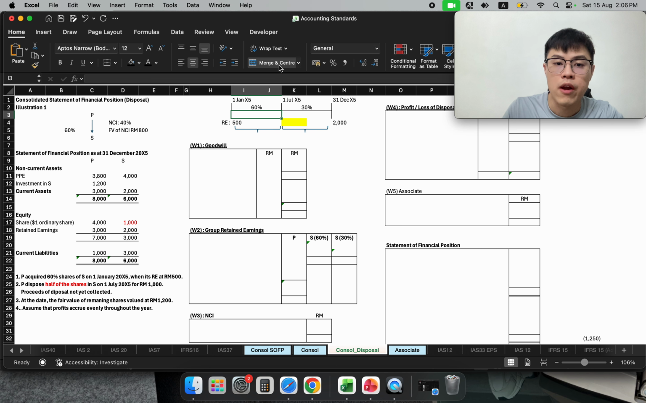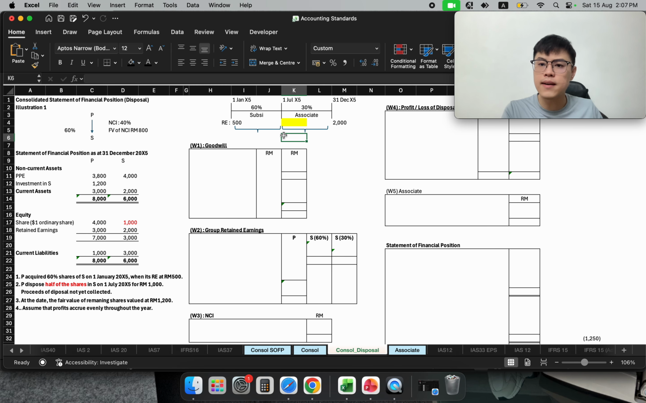So just to make it clear, this is subsidiary and this is associate. When disposal happens, you need to know what the retained earnings are at the date of change. To do this, you will need to know how to calculate your retained earnings. Your retained earnings technically is the brought forward retained earnings plus all the profit in this year.